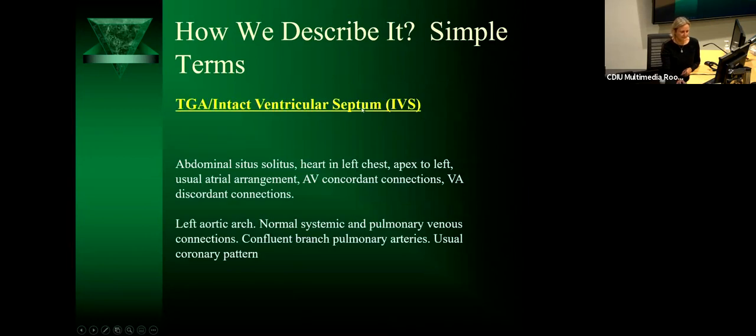TGA, intact ventricular septum. So abdominal situs solitus, so the usual organ thoraco-abdominal arrangement, liver on the right, spleen on the left, heart in the left chest, apex in the left chest, usual atrial arrangement, AV concordant connections, VA. So the language is quite simple and straightforward. Left aortic arch, normal systemic and pulmonary venous connections, confluent branch pulmonary arteries, usual coronary pattern.